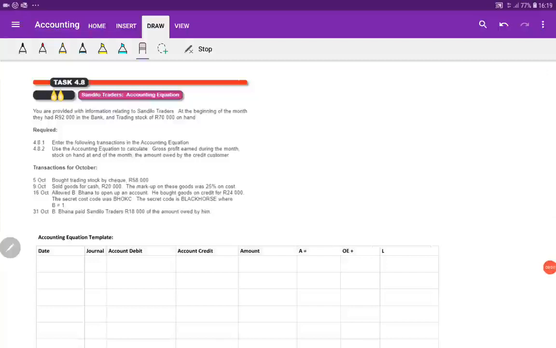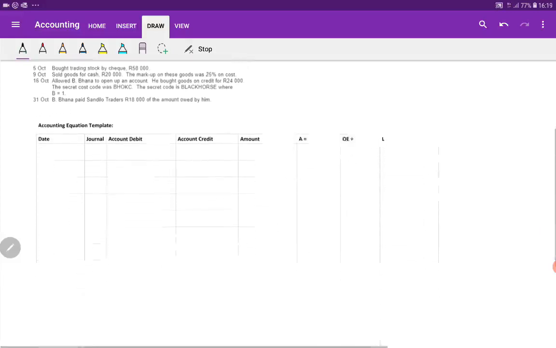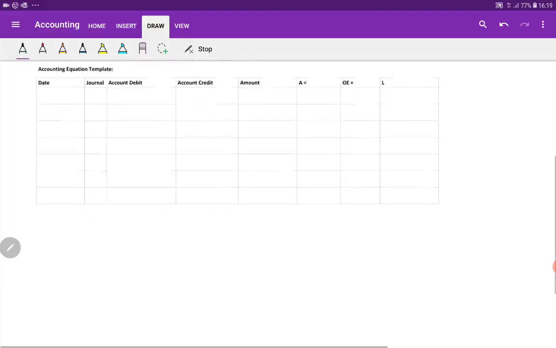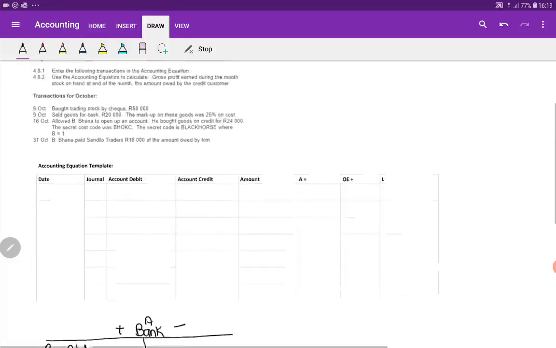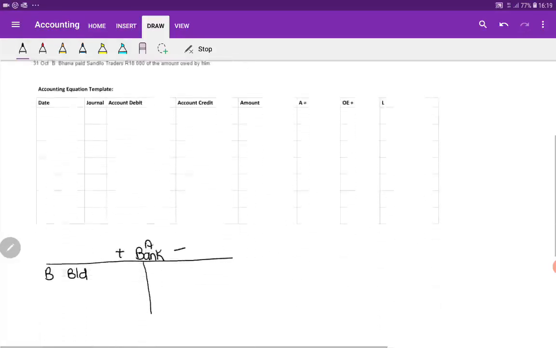Task 4.8. You are provided with information related to Sandilo traders. At the beginning of the month, they had 92,000 in their bank account and trading stock of 70,000 on hand. If I start with the opening balances, if I'm opening up ledger accounts / T accounts, bank has an opening balance brought down. It's an asset plus minus, so the opening balance appears on the debit side. It has a balance brought down of 92,000.